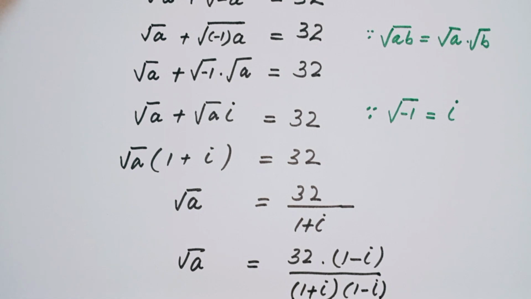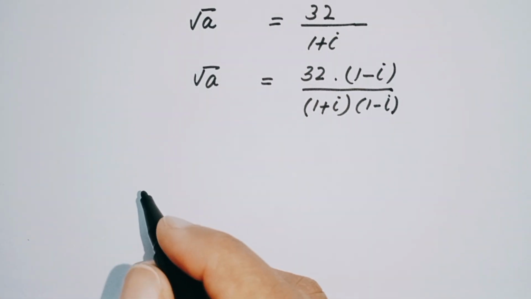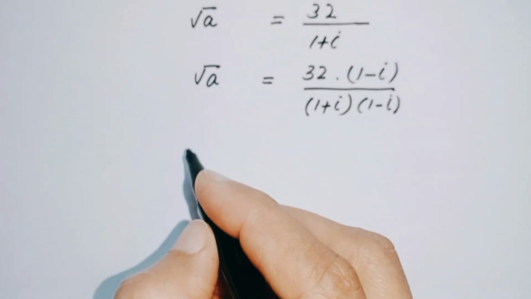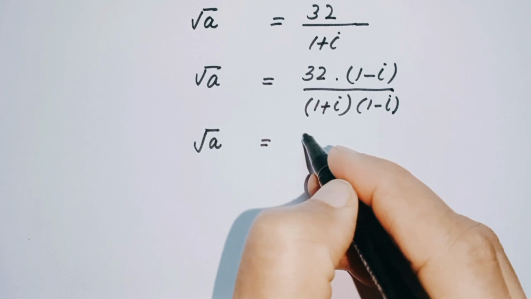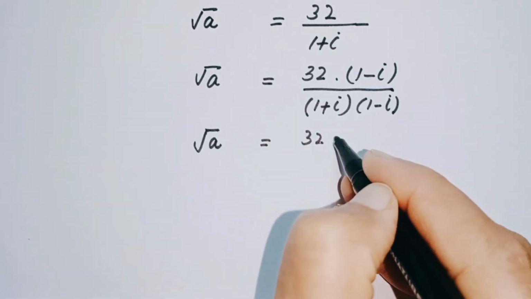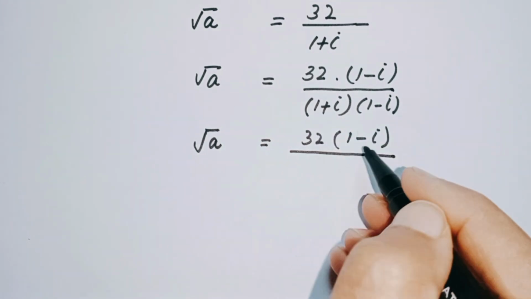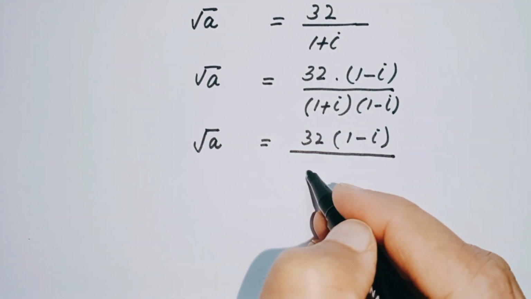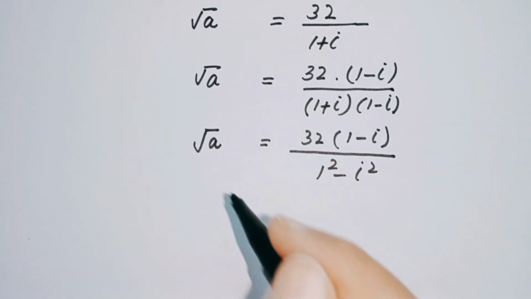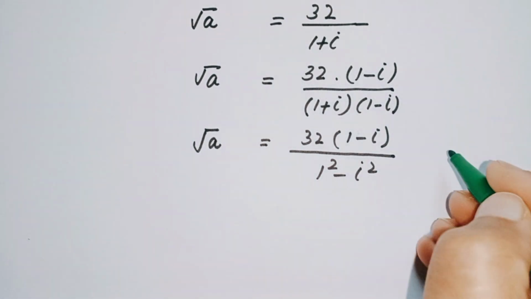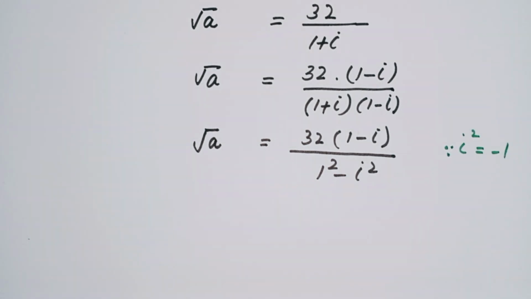In the next step, we will write square root a is equal to 32 times 1 minus i over 1 plus i times 1 minus i, and the denominator can be written as 1 square minus i square. We have used the very well known formula a square minus b square. So here i square is equal to minus 1.